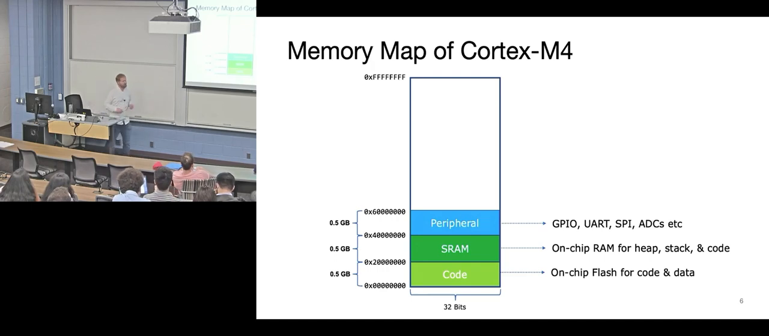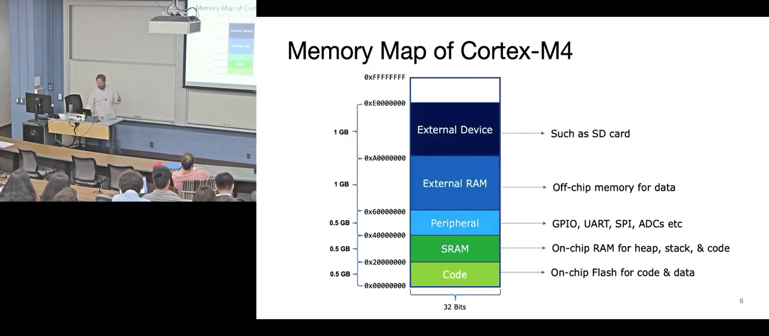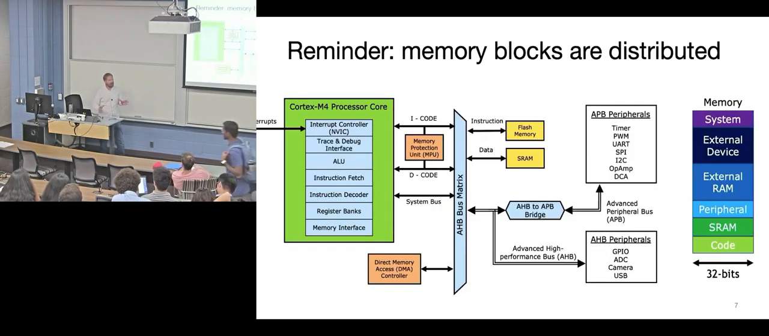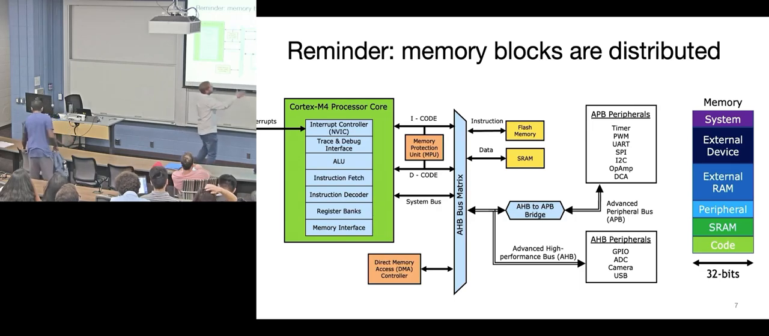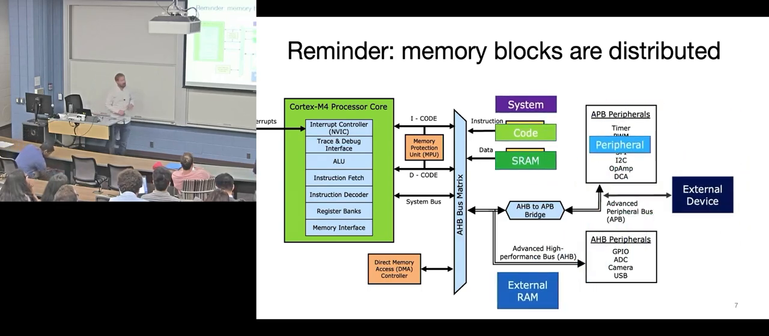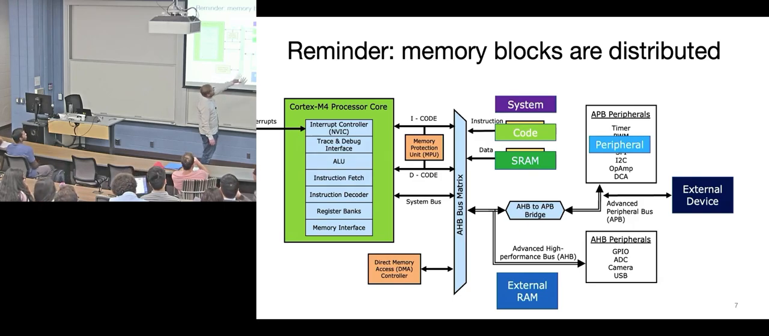You have SRAM, peripheral space that has been pre-allocated, external memory, external devices, and system. And so we're going to talk about how we think about this structure of data and how it relates to things in here. What we talked about before is essentially that these are distributed throughout your device. So system and code and SRAM are going to live in your SRAM and your flash. You're going to have your peripheral spaces actually literally on the peripherals area. Those are registers, not necessarily memory cells as in SRAM, but they are locations where you can store data or read data out of. And then you'll have other things, like external devices and external RAM, that will live off the peripheral or the high-speed bus.